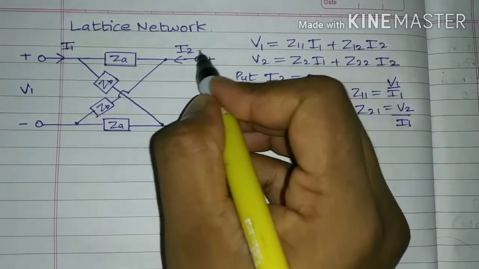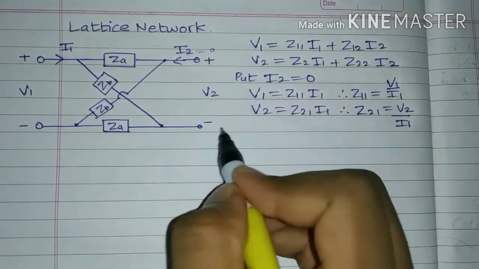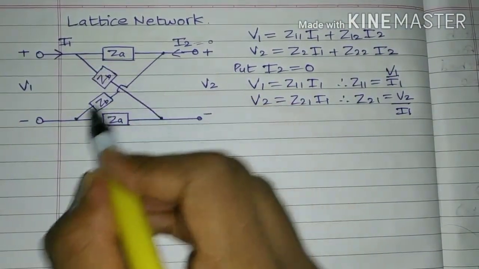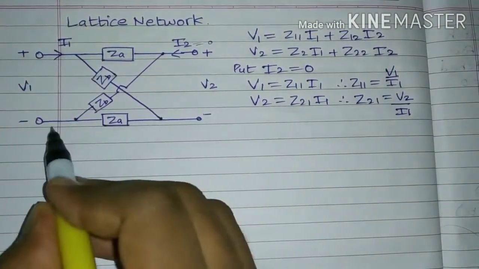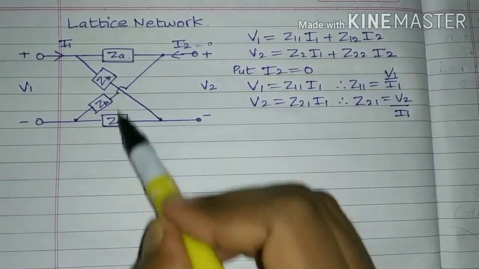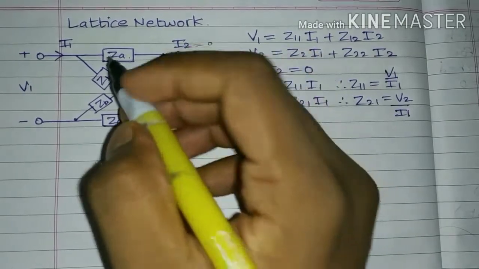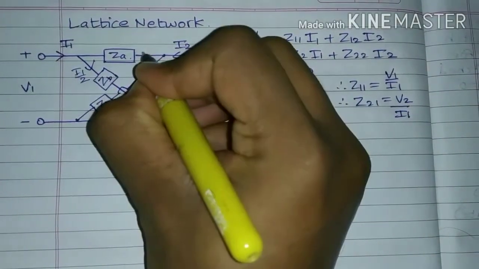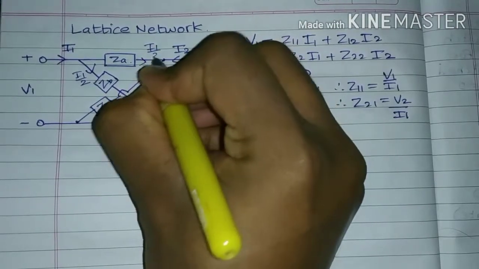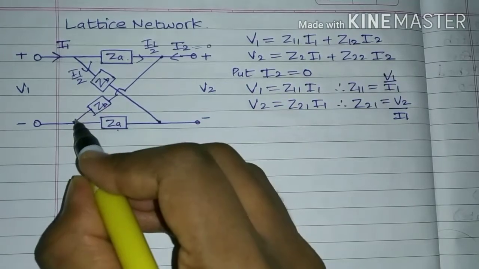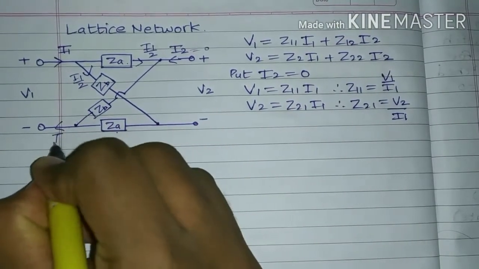Since I2 is equal to 0, no current will enter through this terminal and no current will leave through this terminal. Hence, the current I1 will flow through this path as well as this path. And since both the paths have equal impedances, that is ZA plus ZB and ZA plus ZB, the current I1 will get split into two equal parts, that is I1 by 2 and I1 by 2. So I1 by 2 will flow through here and I1 by 2 will flow through here. So we get I1 over here.